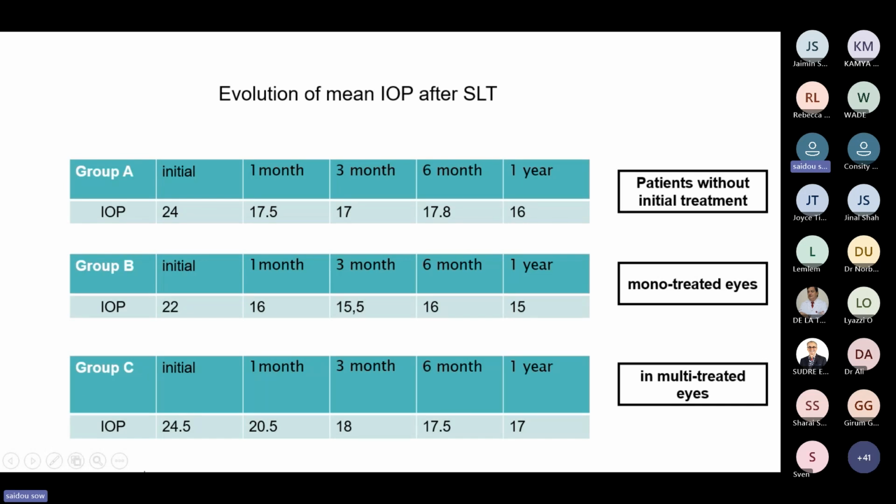What we show finally is that for group A, we have a decrease of 8 millimeters of mercury from the initial to 1 year, or 12 months follow-up. And for group B, we have a decrease of 7 millimeters, and 7.5 millimeters for group C.